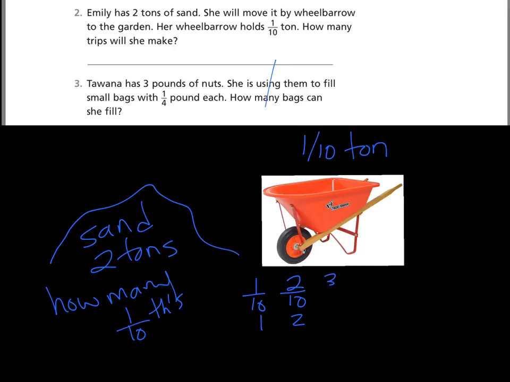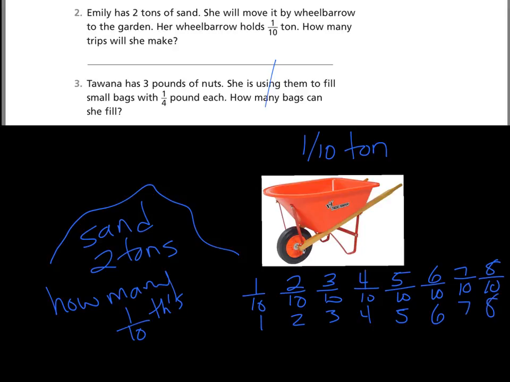Take another trip, that would be 3 tenths that I've taken. Another trip is 4 tenths. My next trip would be my 5th, and I will have taken 5 tenths. My next trip would be my 6th, and I've taken 6 tenths. You can see from the pattern that in order to get to 1 ton, I'll have to make 10 trips. 7th trip will give me 7/10. The 8th trip will give me 8/10. My 9th trip will get me 9/10.